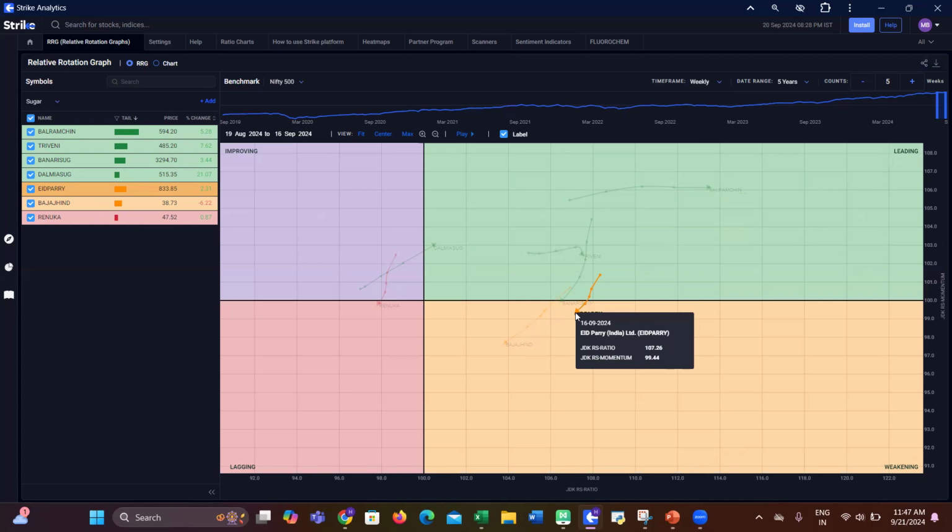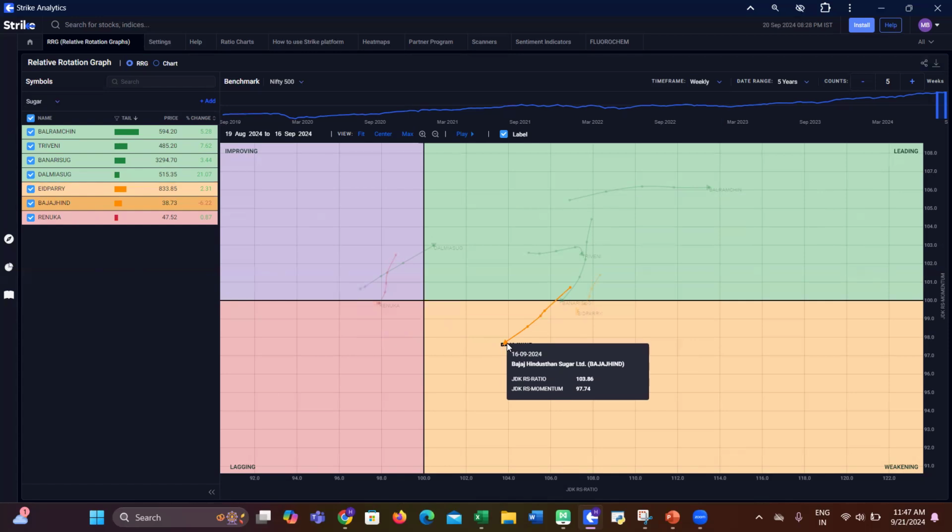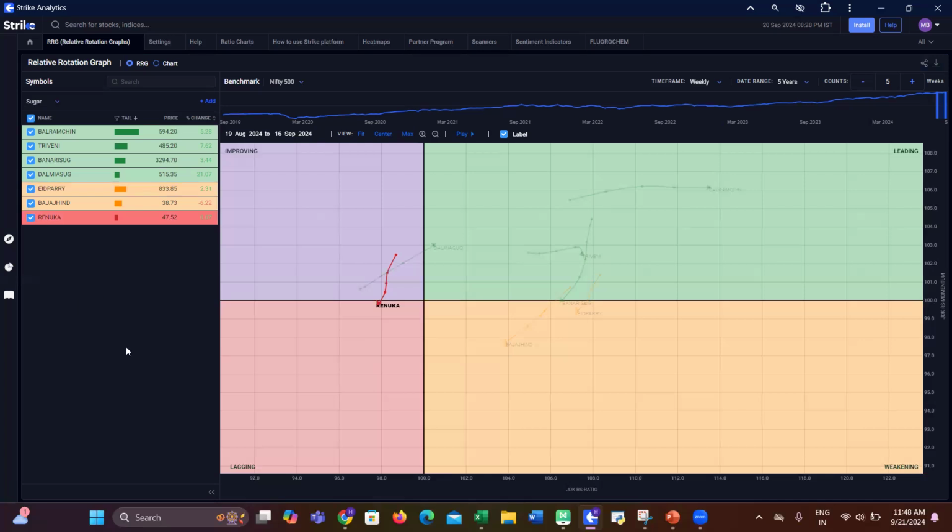At Balrampur, yes, there is certainly a decrease in the RS momentum and RS ratio. Bajaj Hindustan Sugar, there is a significant reduction in the RS and RS momentum. At Renuka Sugar, yeah, it is in lagging. So this is the overall status on a weekly chart for the sugar industry. Let's move on to the next one.